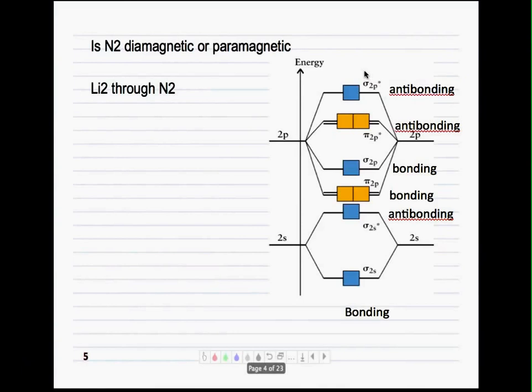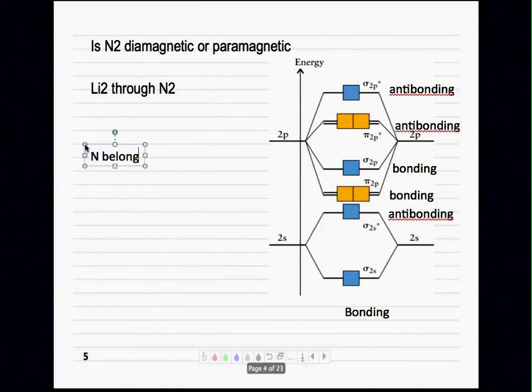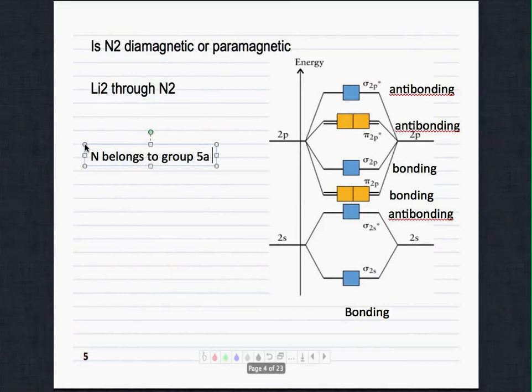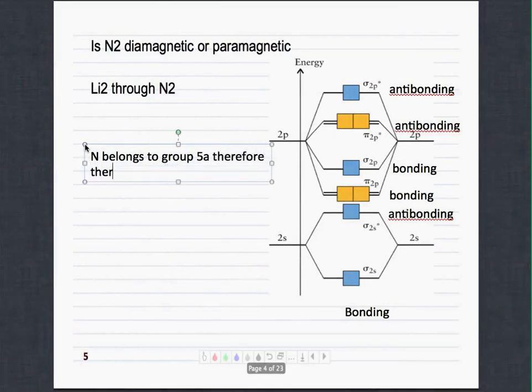Okay? So after figuring out all of this, I have to fill the electrons. Since I only combine 2s with 2s and 2p with 2p, I'm talking about valence electrons. I'm not talking about all the electrons of the nitrogen. So I know that nitrogen belongs to group 5A, therefore 5 valence electrons. I have 2 nitrogens because it's N2, so that means 10 electrons.